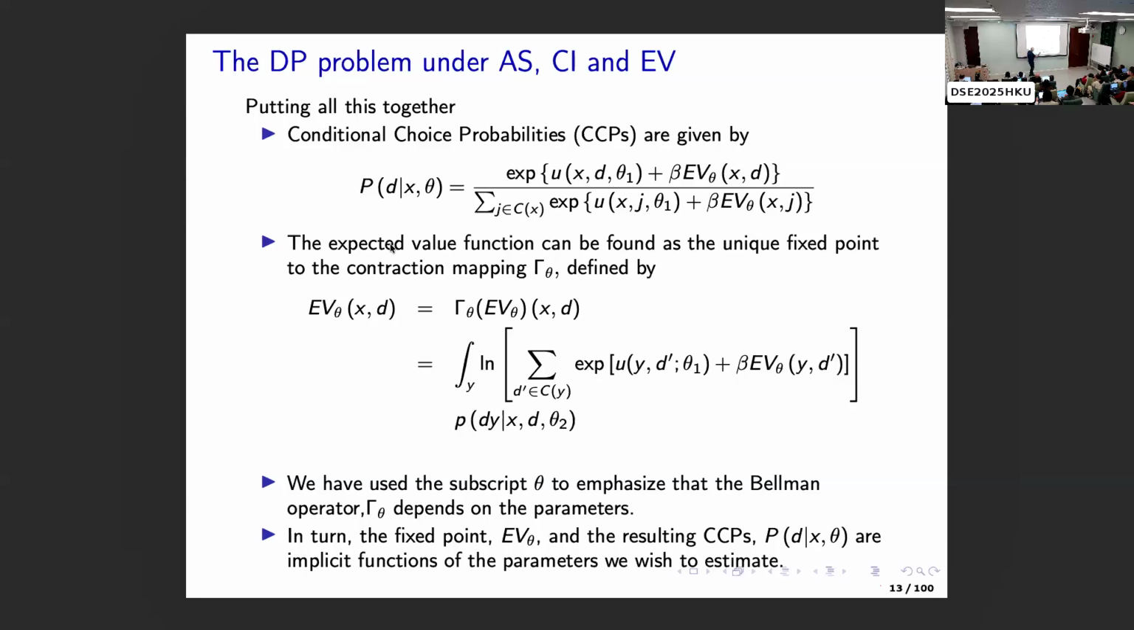Here I'm putting a little subscript theta because the fixed point here is really an implicit function of the structural parameters, right? Every time you change the structural parameters, you're going to change the utilities. You're going to change the way we take expectations through the state transition densities. So it's going to affect the right-hand side of the Bellman equation, and therefore also the fixed point. The solution is going to change. That's why we put a little subscript theta here, to emphasize its dependence on the structural parameters that we want to estimate.